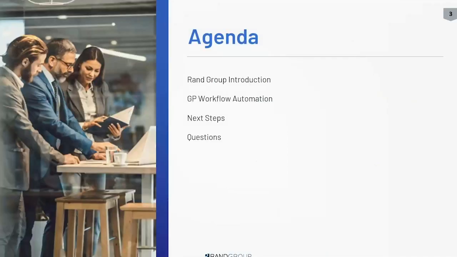So with that intro out of the way, let's go through our agenda for today's webinar. We'll start with going over some housekeeping and admin items here. And since we do have a mix of attendees, as I see on the attendees list, and some of you may not be as familiar with RAND Group, we'll do a quick introduction of our company. And that'll be followed by our main topic for today, which is the GP workflow automation. Then we'll talk about next steps that you can take as you get started thinking about workflow automation. And then finally, we will address any questions you may have.